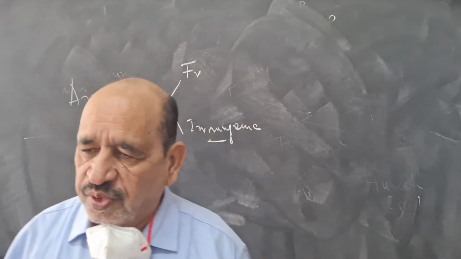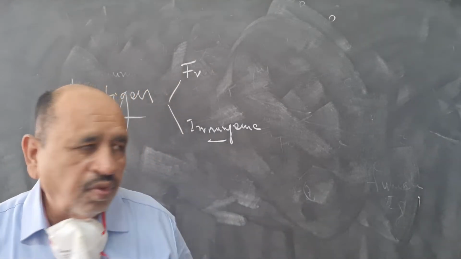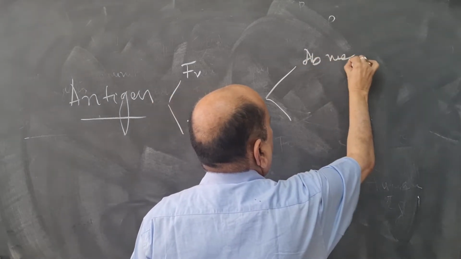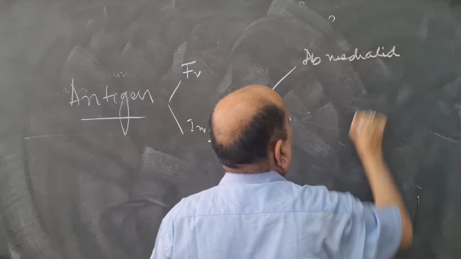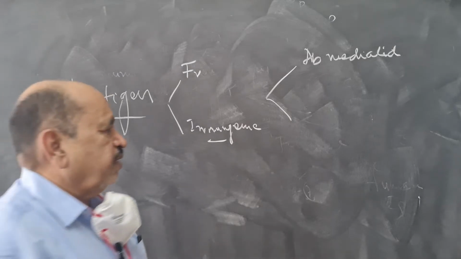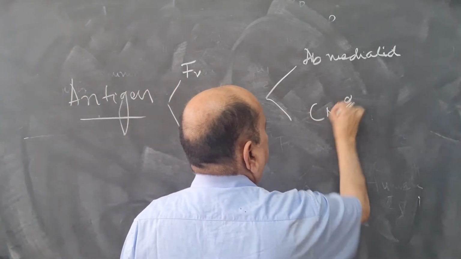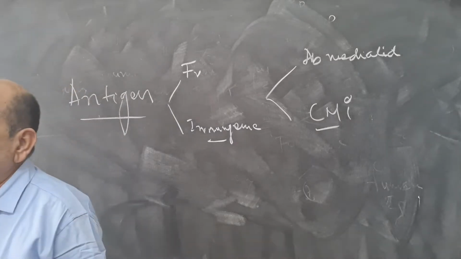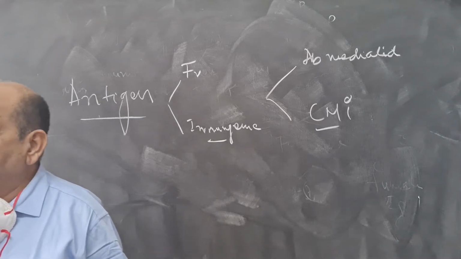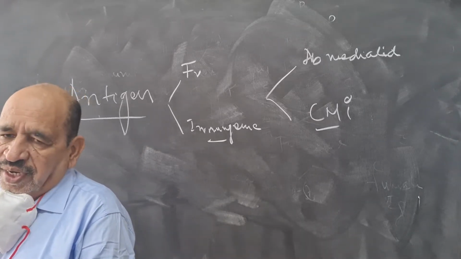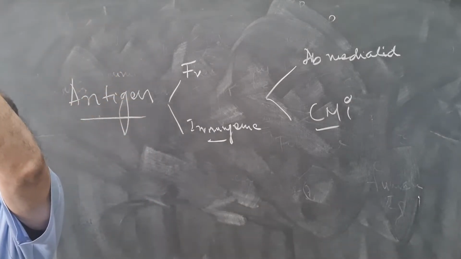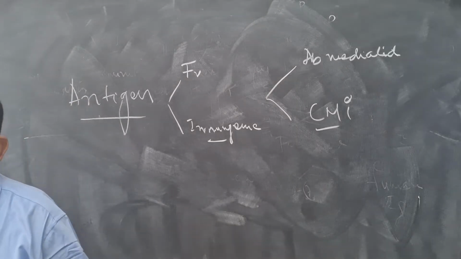There are two types of immune response: one is antibody mediated, and the second is CMI, cell mediated immunity. There are also classes of immunoglobulins. How many classes? Five classes.